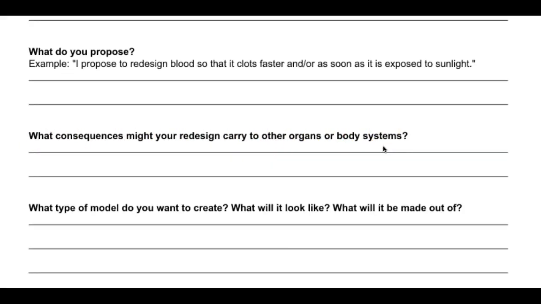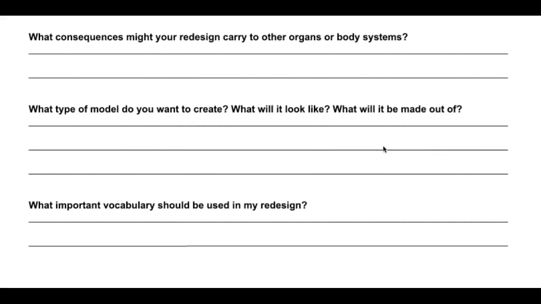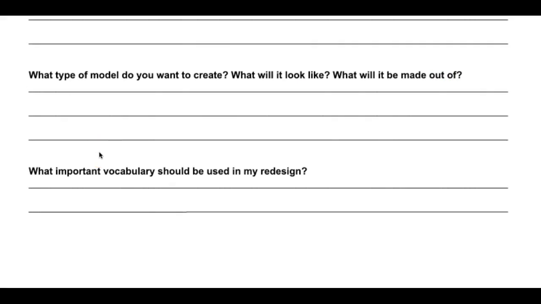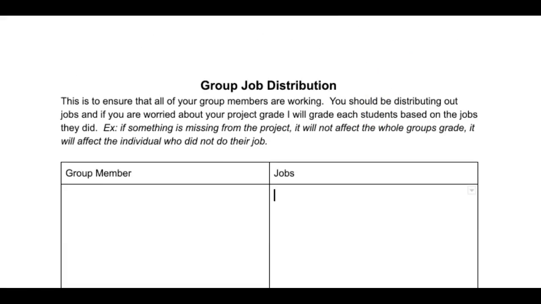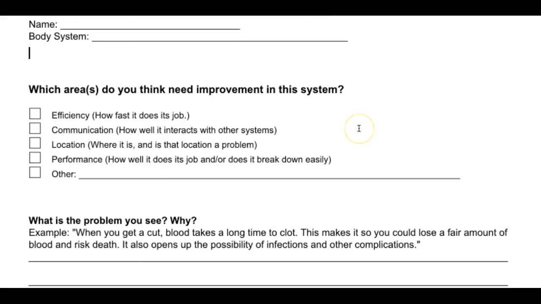Think big picture here. What type of model do you want to create? What will it look like? What will it be made out of? And then what important vocabulary should be used in the redesign? So as soon as your group has completed both of these sheets of paper, the group job description and the re-improvement of the body system sheet, then you are able to start researching and start working as per our bell work of the day.